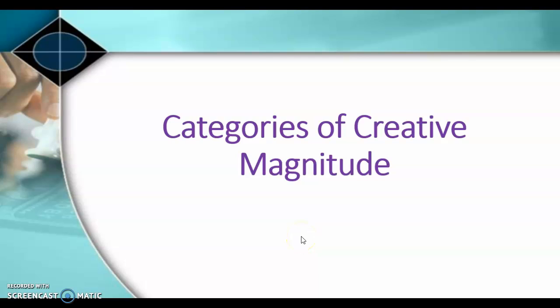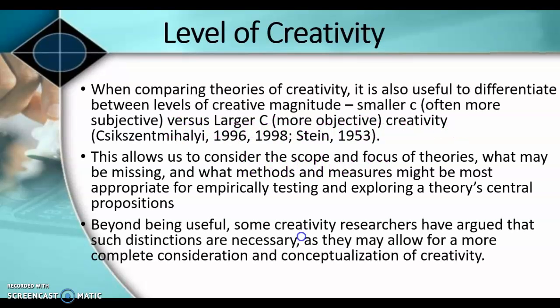Categories of creative magnitude. Level of creativity. When comparing theories of creativity, it is also useful to differentiate between levels of creative magnitude. Small c is often more subjective, versus large C, which is more objective creativity.